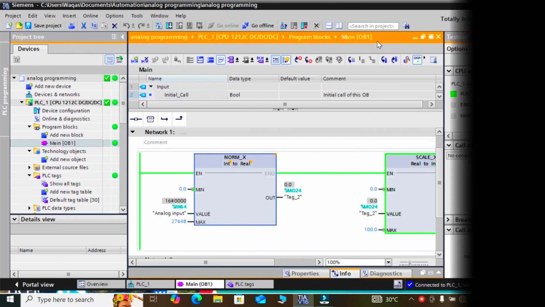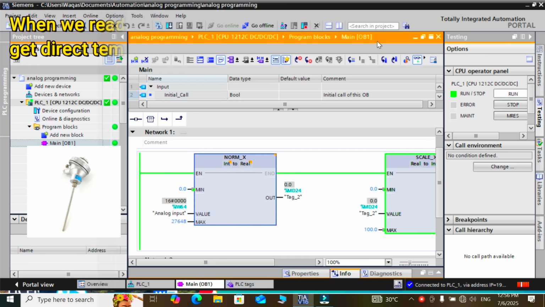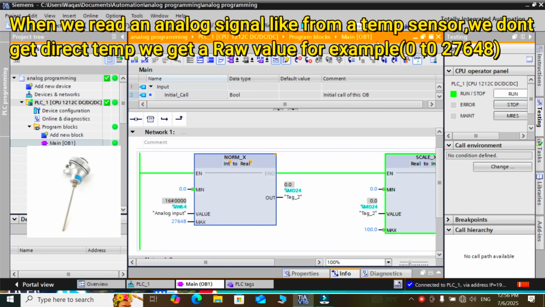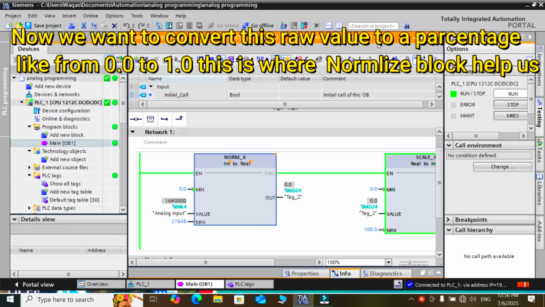For a better understanding of analog scaling, first of all, we need to know about the normalize block and the scale block. So let's discuss the normalize block. When we read an analog signal, like from a temperature sensor, we don't get the direct temperature. We get a raw value. For example, it can be 0 to 27648. Now we want to convert this raw value to a fraction from 0.0 to 1.0. This is where the normalize block can help us.